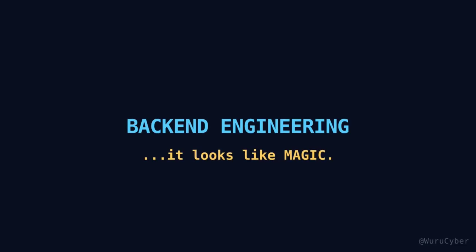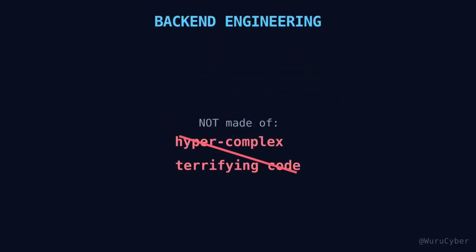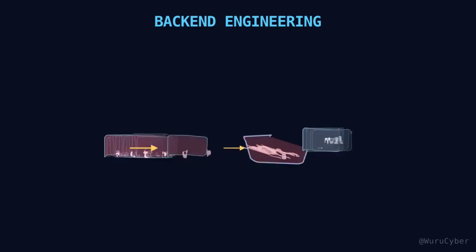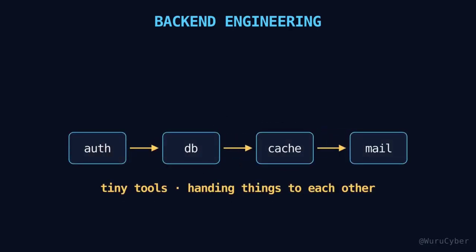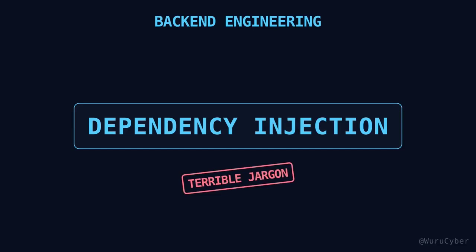So today I'm going to let you into a little secret in backend engineering. By the way, they don't teach you this at school. So, let's go. When you first look at modern backend engineering, it looks like magic. But today, I'm going to let you in on the grand secrets of the industry. The matrix isn't made of some hyper complex, terrifying code. The entire modern backend is literally just tiny, specialized tools handing things to each other basically, and it all revolves around one terrible piece of jargon called dependency injection.